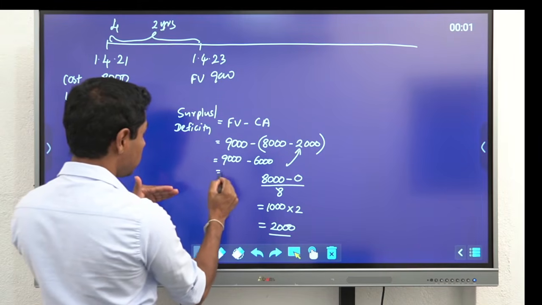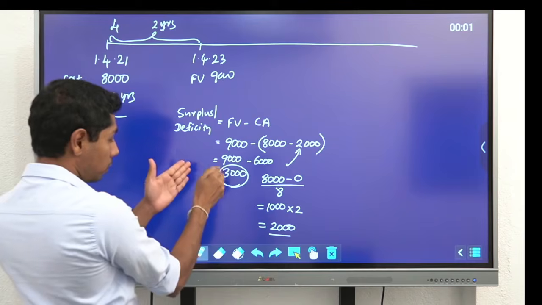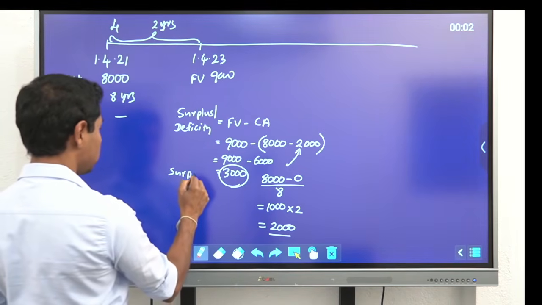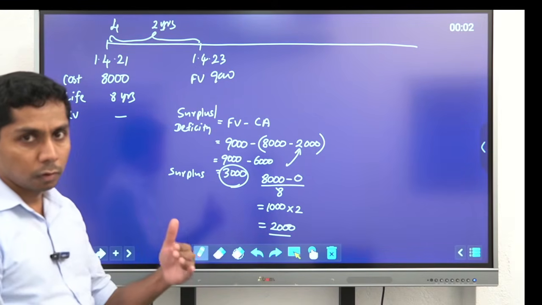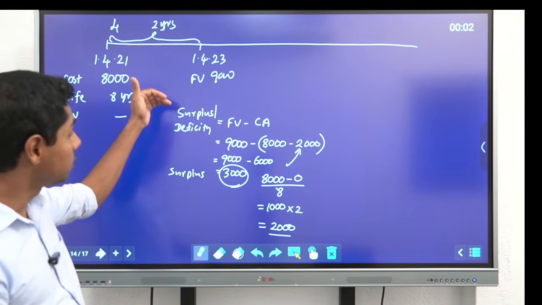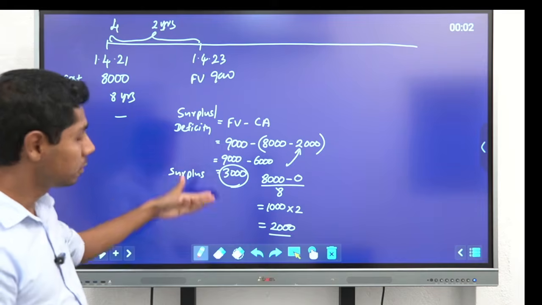So there is a revaluation surplus. Why? Positive figure, value increase. So surplus is 3,000. I am doing it very fast. The surplus arising on 1st April 2023 is 3 million.